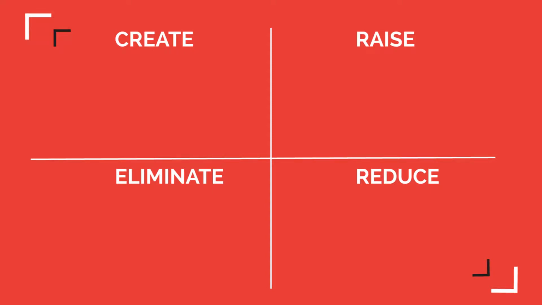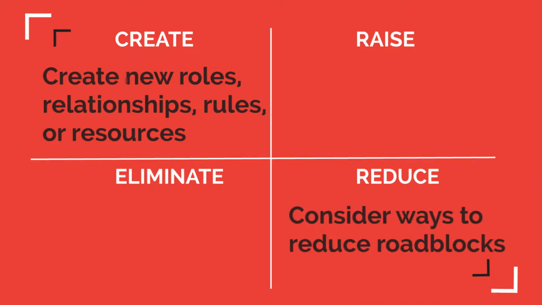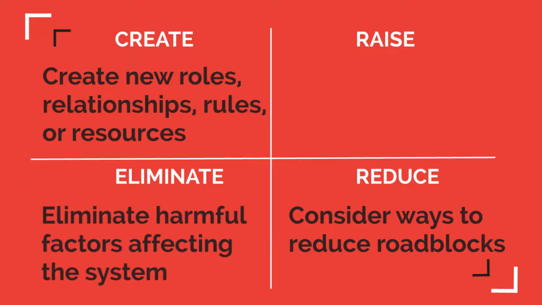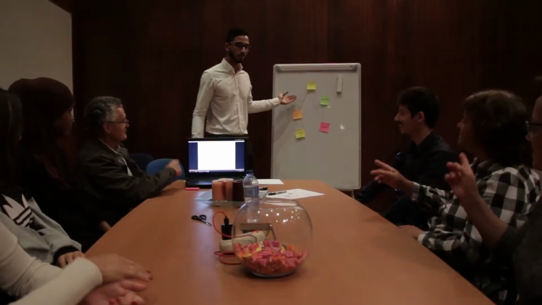So, first you will consider whether you need to create new roles, relationships, rules, or resources to make a high-functioning system. Second, consider ways to reduce roadblocks in the system. For example, participants might choose to reduce the dominance of a particular system actor. Then, consider ways to eliminate harmful factors affecting the system, such as counterproductive rules that govern the system. And finally, determine if you need to raise the factors that strengthen a system, such as the role of local resource hubs. How do you decide which actions to take?